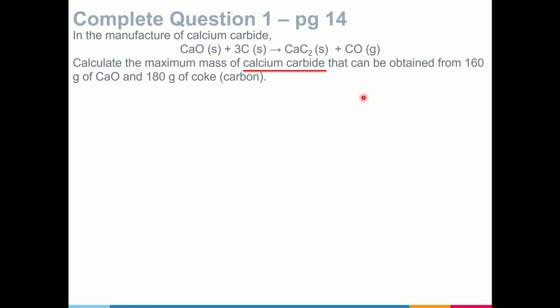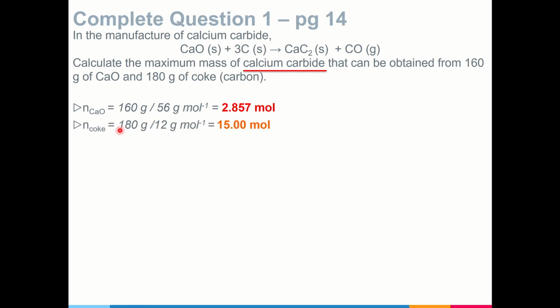First of all, you are given the equation. You want to find the maximum mass of calcium carbide that can be formed. Can you see that you're given two values, 160 grams of calcium oxide and 180 grams of coke. Since you're given two values, it means that one of them is in excess. So you calculate. Calcium oxide, mass over molar mass, this is 40 plus 16. You get 2.857 moles. Number of moles of coke, 180 divided by 12, which is your carbon, you get 15 moles.